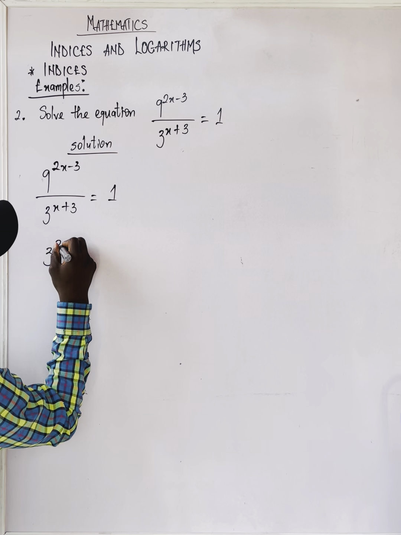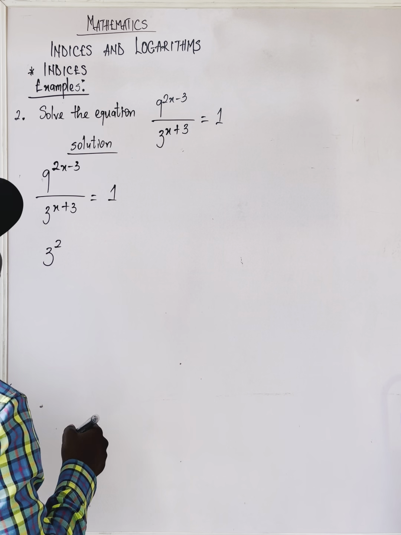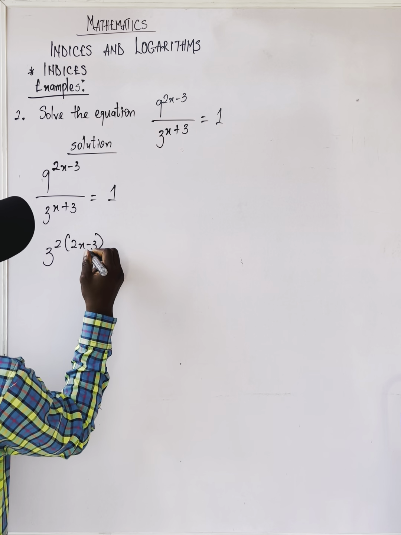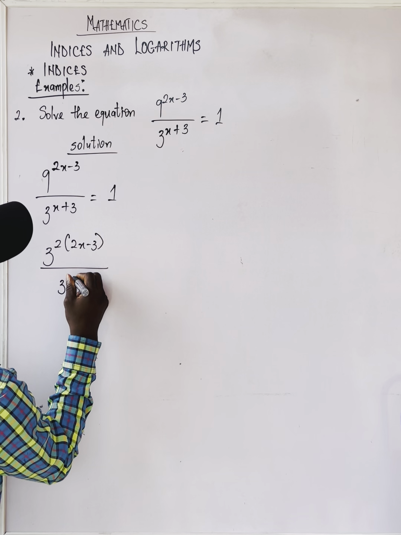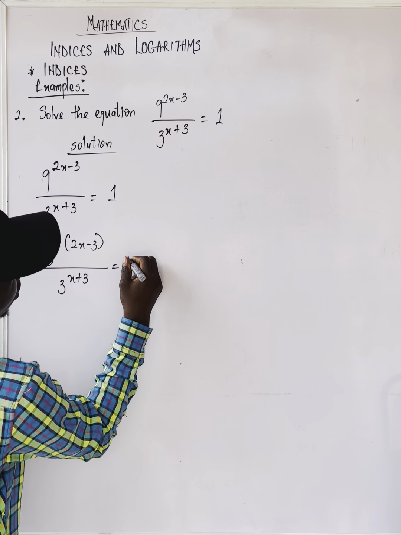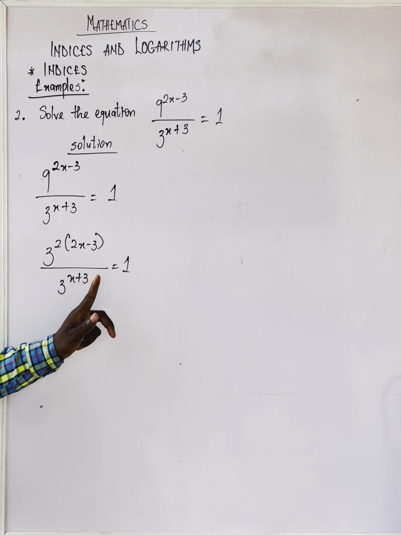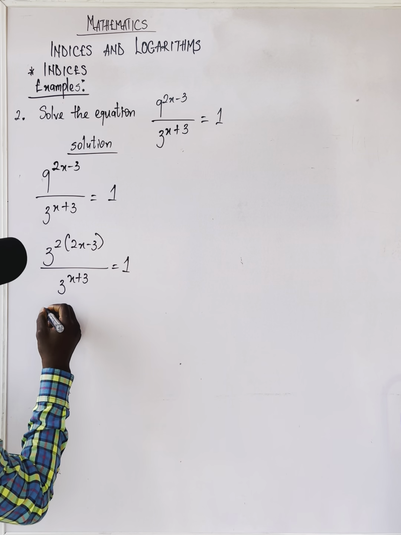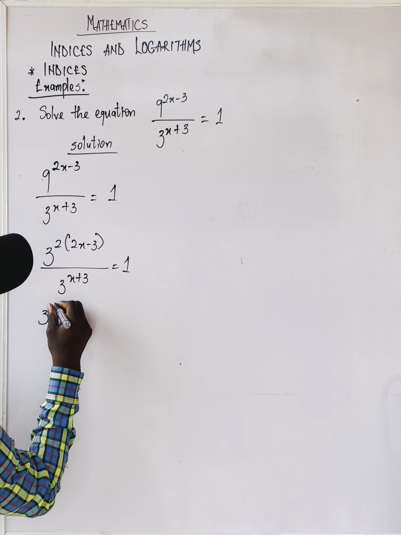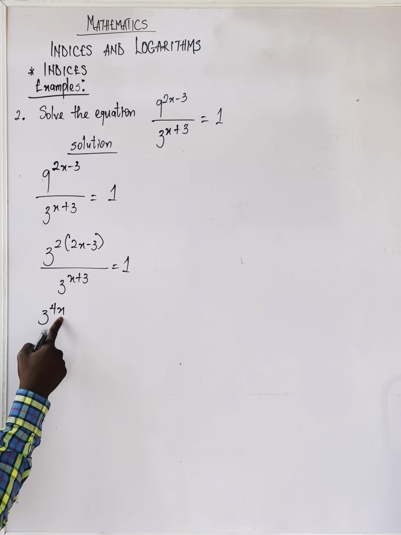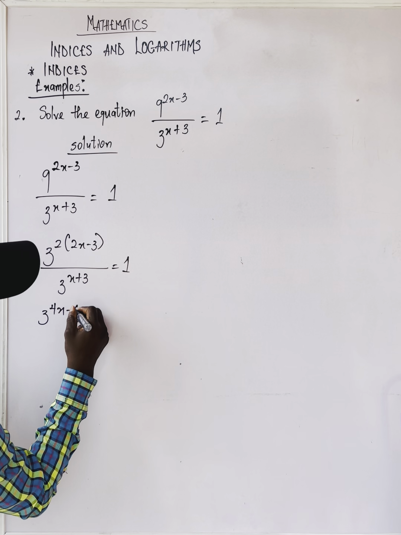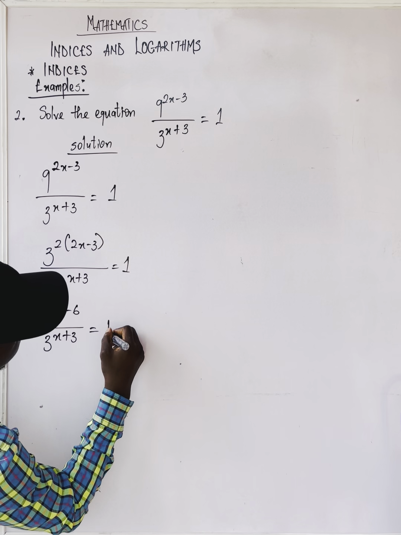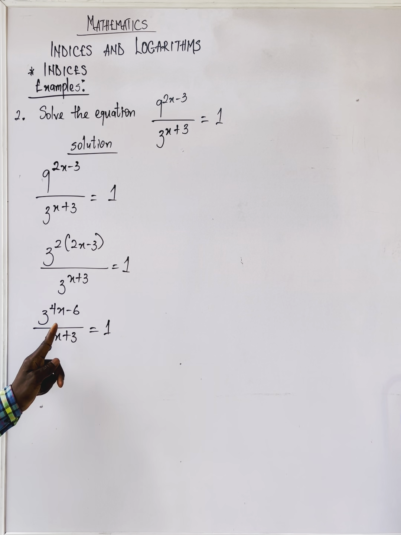When we reduce it, it will be 3 to the power of 2, into brackets, 2x minus 3, then over 3 to the power of x plus 3, all equals 1. Now we are still coming back to this side. Let's finish this left hand side first. Now let's open the bracket. That will be 3 to the power of 2 times 2x, which is 4x, and 2 times minus 3 is minus 6, all over 3 to the power of x plus 3, all equals 1. Now what do we do?